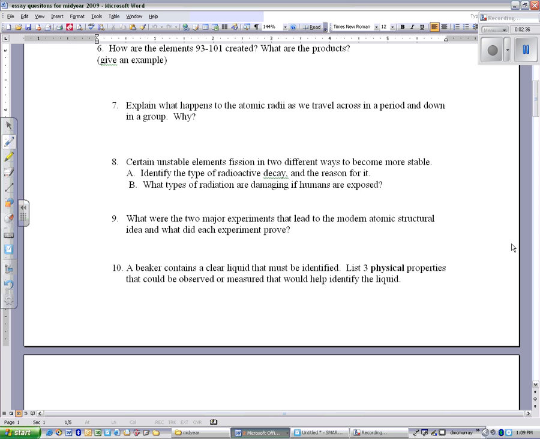So a number of these have been addressed. Make sure that you're clear on the actual question and that you answer the question at hand. Make sure you reread your response after you've done it.